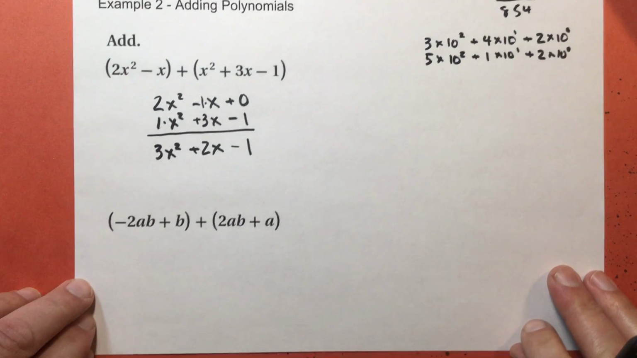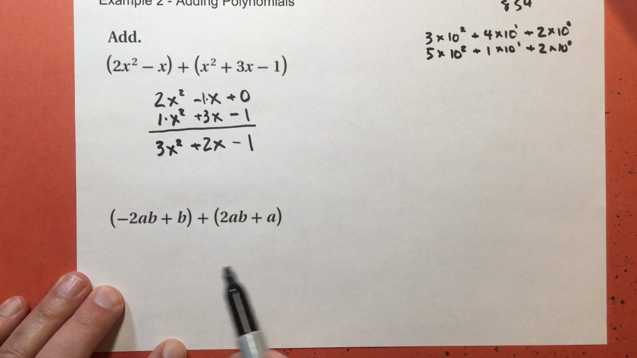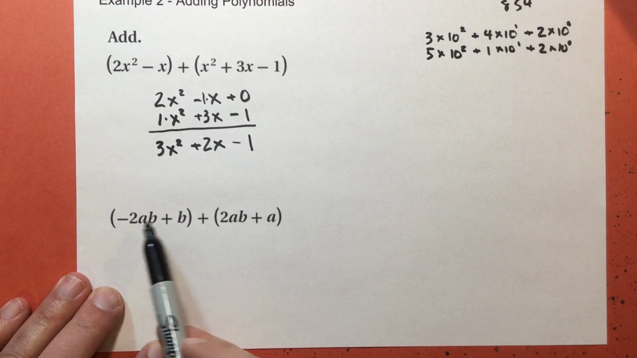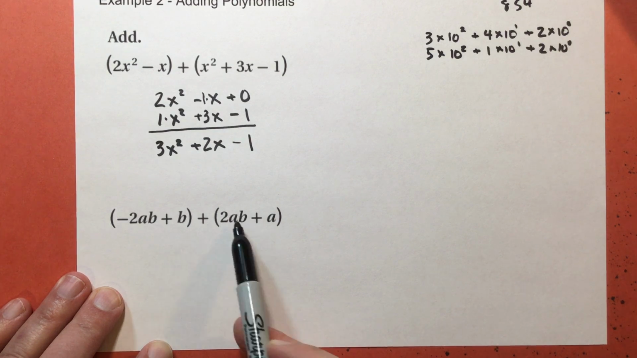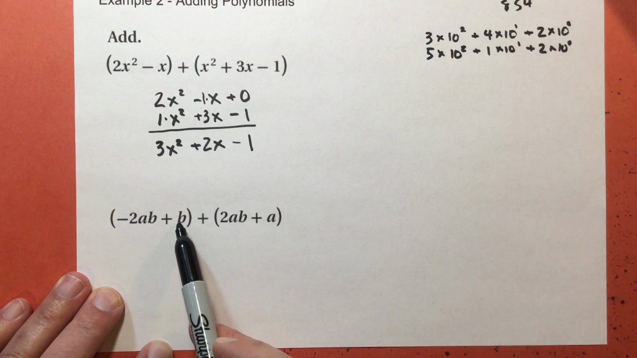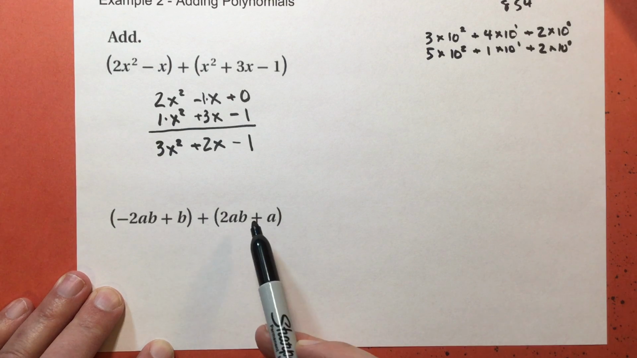All right, let's move this up a little bit to see this one. Now, I've got some weird stuff here. I got a times b, and over here I got a times b. So these two are going to line up. And then here I got b, and I've got a. These two do not line up.